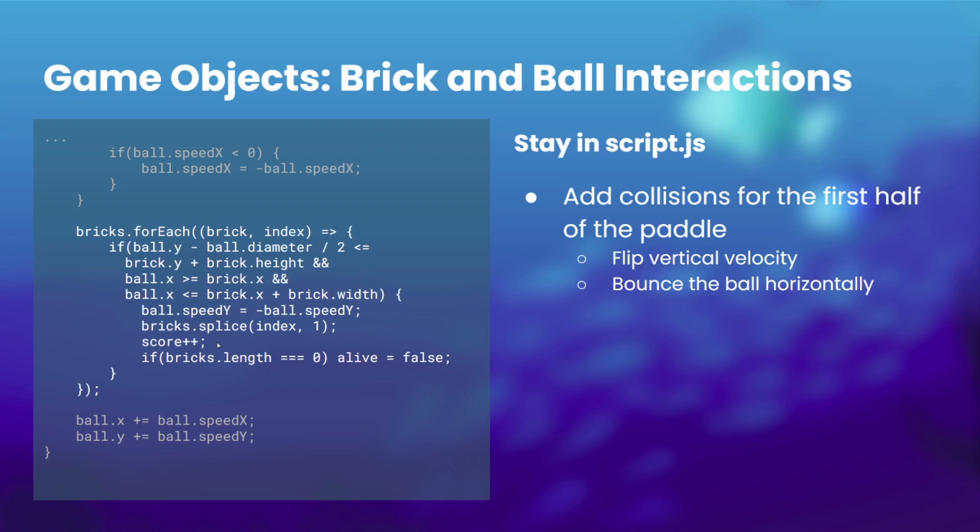And then finally, if bricks.length is equal to 0, then we set alive to false. Essentially what this last line here does is it checks if we have no more bricks on the screen. If we have no more bricks on the screen, then we will just end the game and go to our game over screen.